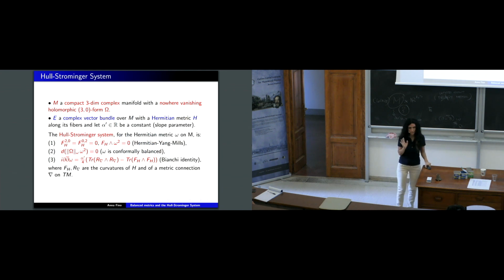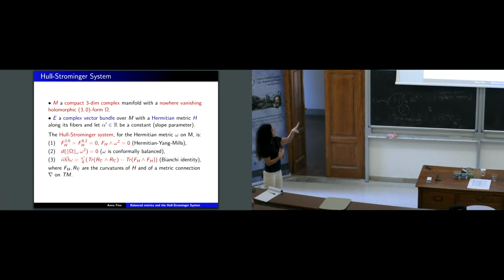Okay, let's see the equations. The equations are the following. We have a compact complex manifold, of complex dimension three, and we have a nowhere vanishing holomorphic (3,0)-form. That makes the canonical bundle holomorphically trivial. Let's take a complex vector bundle E over M, and we denote by H a Hermitian metric along E. And then we have this constant, alpha prime. From the physics point of view, alpha prime has to be bigger than or equal to 0, but mathematically, as we'll see later, the case alpha prime negative is also considered.